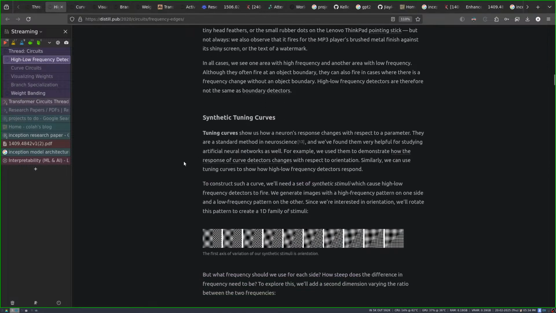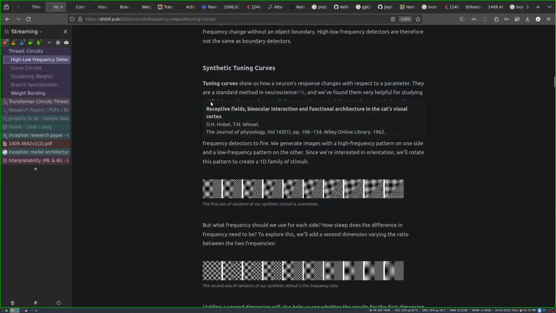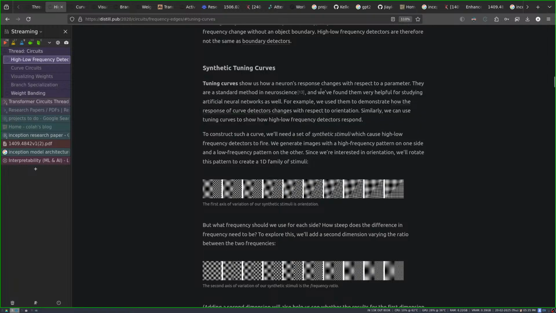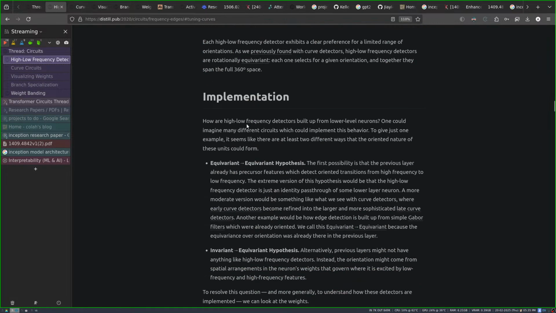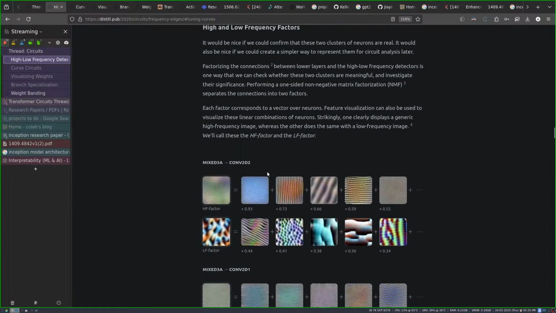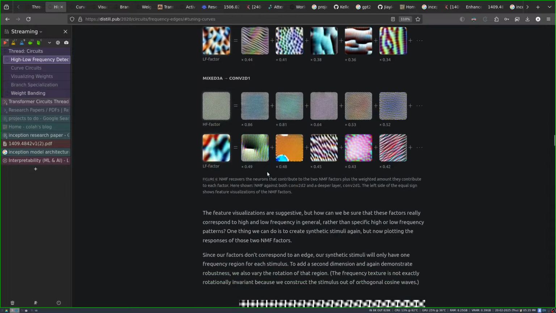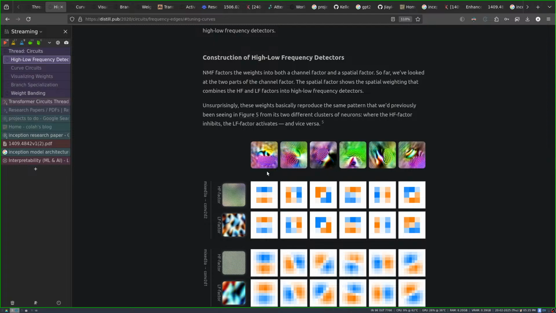Synthetic tuning curves. Tuning curves allow us to show how a neuron's response changes with respect to a parameter. It's a standard method in neuroscience. How are high-low frequency detectors built from low-frequency neurons? Construction of high-low frequency detectors.